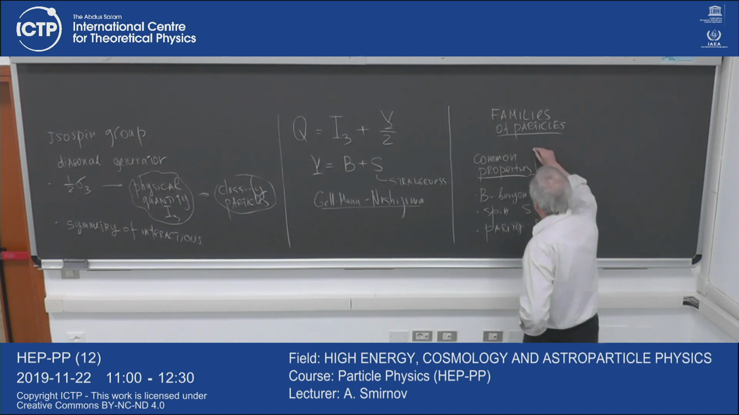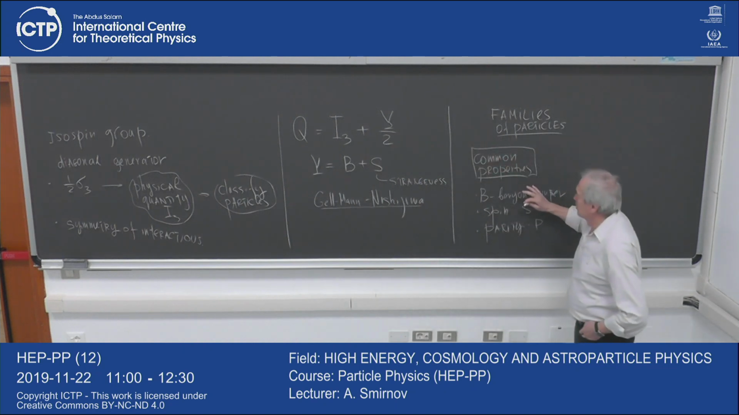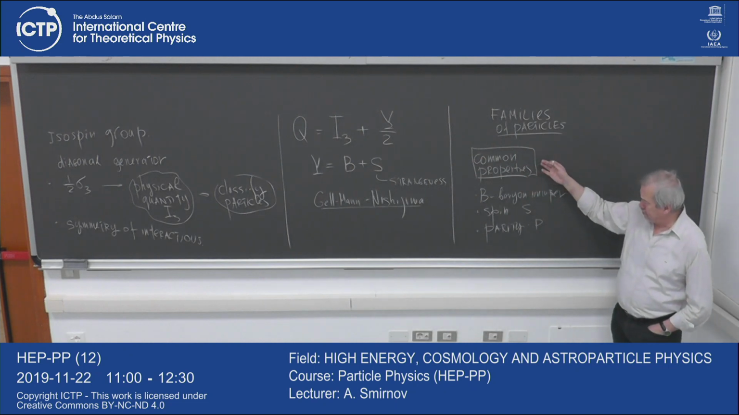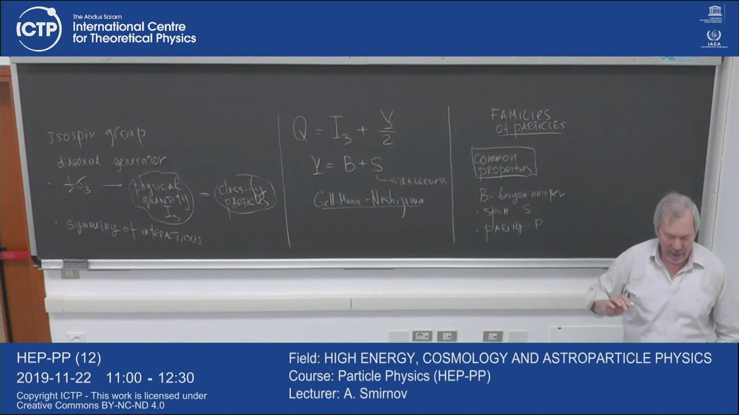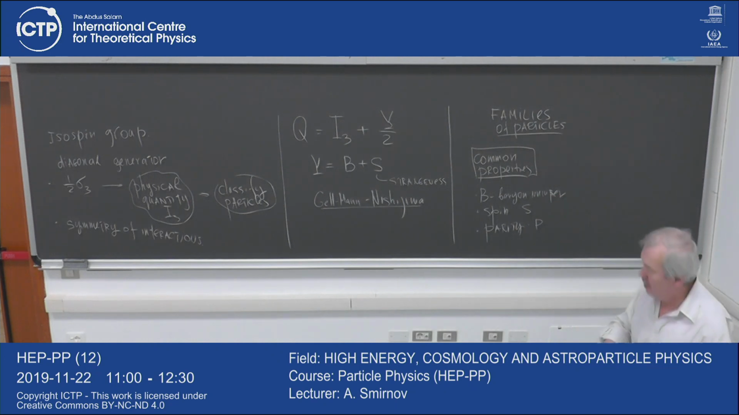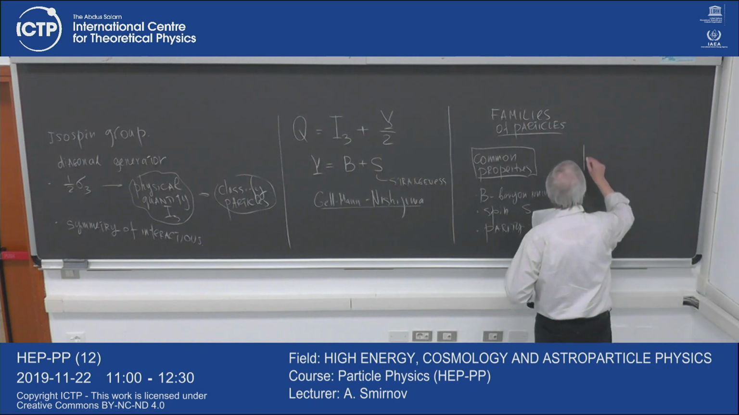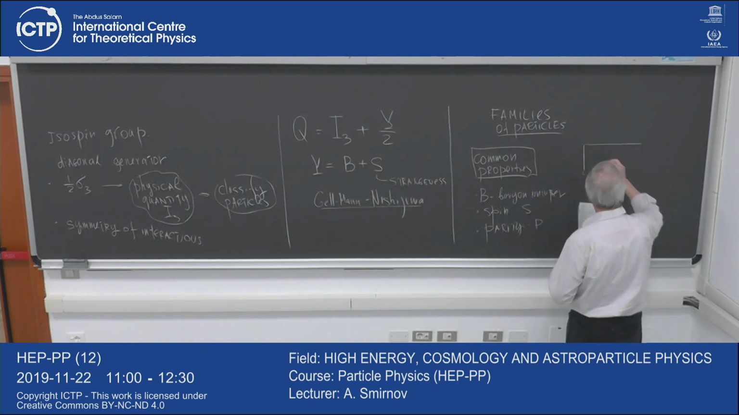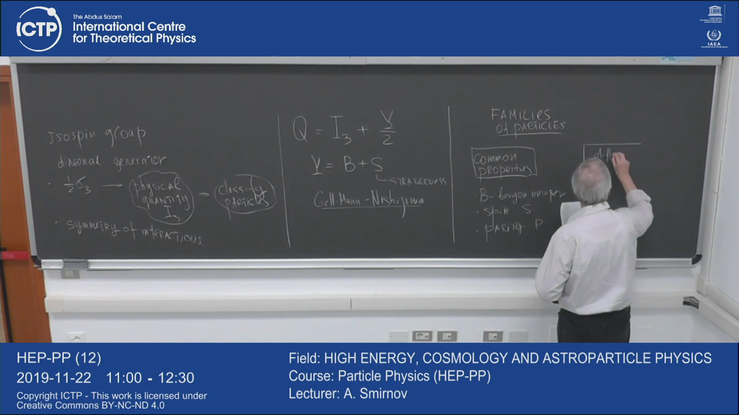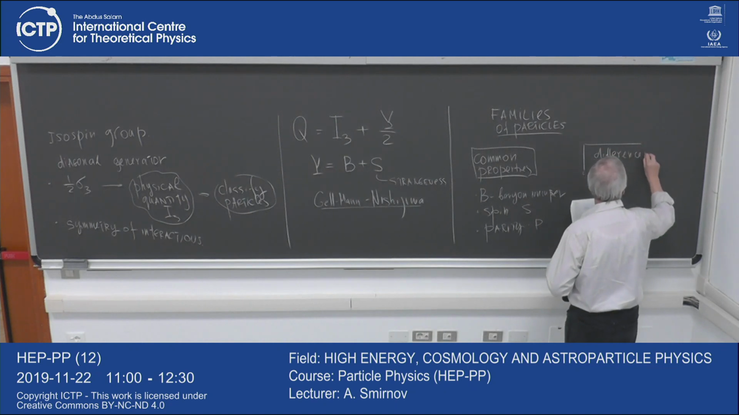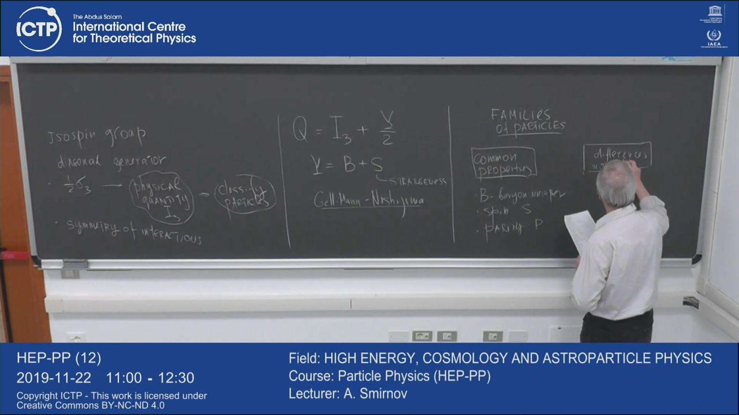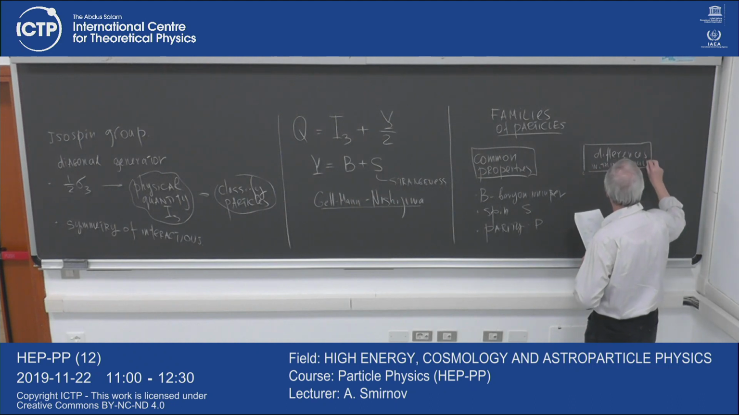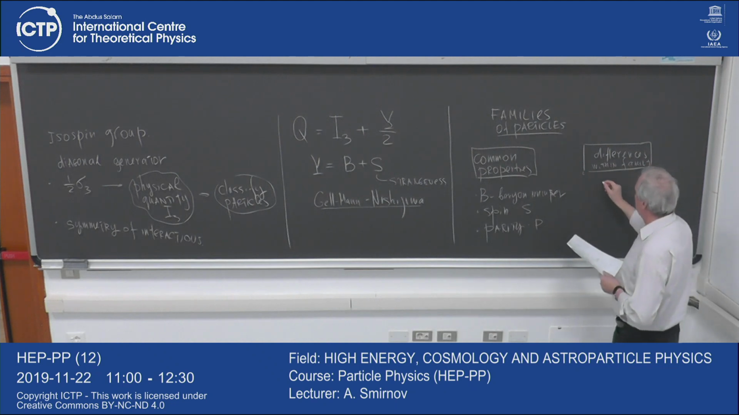Put here spin, here parity. So all components of a given family have the same baryon number, spin, and parity. What distinguishes particles within the family? What are the differences within the family? And those are electric charge.